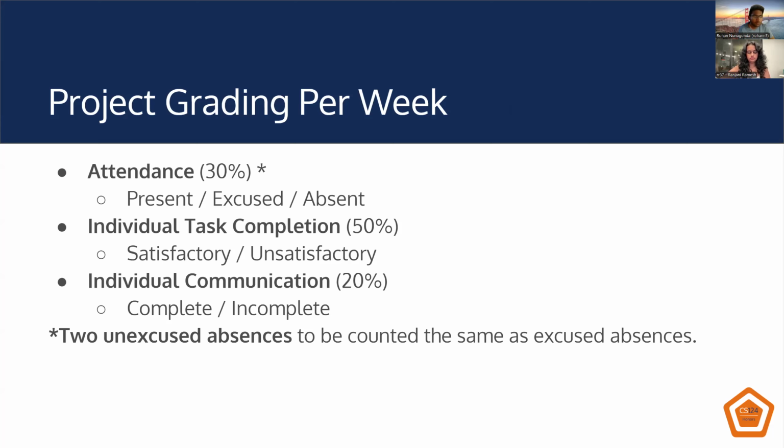The last thing we have is individual communication, and this is about 20% of the weight. This is just to make sure that you are properly communicating with your team and your project manager about your progress and where you are. We won't know you're struggling unless you tell us you're struggling. So really just making sure that you're able to communicate with your team and with your PM about any concerns or questions you have or about your progress in general is very important. That's why it's something we've added to what we look for per week.